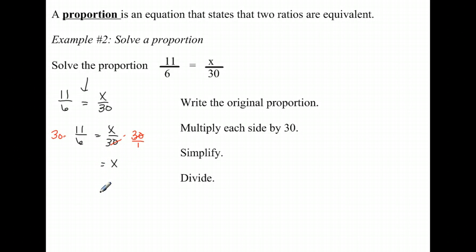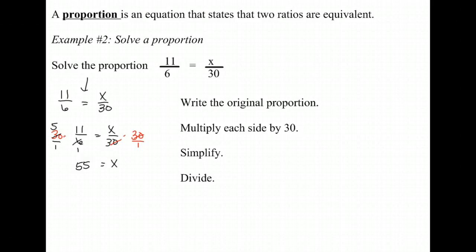On the left-hand side of my equation, I would have 30 times 11 over 6. Well, hopefully you realize that 30 and 6 have common factors of 6. 6 goes into 30 5 times. It goes into 6 once. 5 times 11 would give me 55.